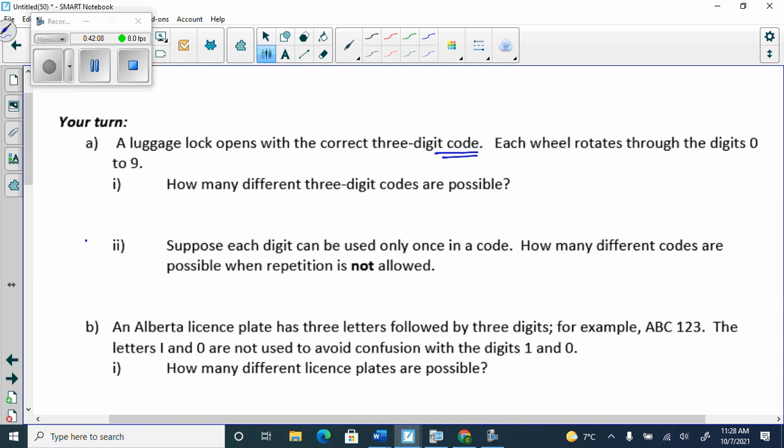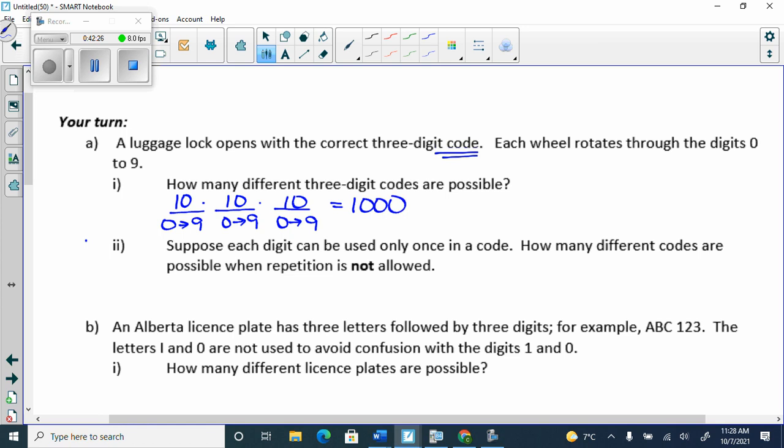So each wheel rotates the digits 0 to 9. How many different 3-digit codes are possible? Then I can start with a 0. They could all be zeros. It's a code, not a number. So that would give me 10 times 10 times 10, which is 1,000.